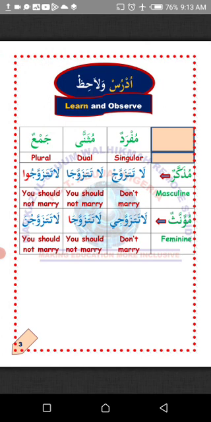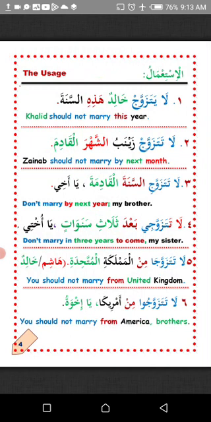So the verb la tatazawwaji will now become la tatazawwajna, which means don't marry, talking to a group of female persons. La'alaka fahimt? I hope you understand. MashaAllah. Al-isti'mal. Now the usage.